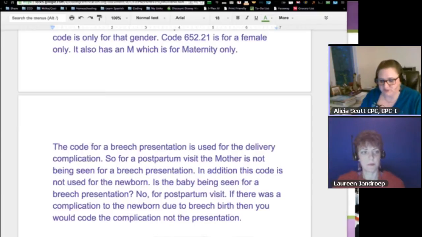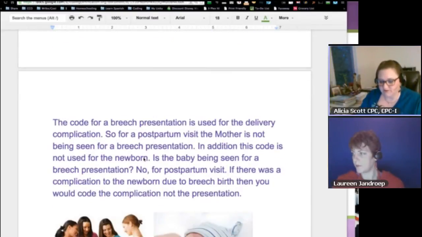The code for breech presentation is used for a delivery complication. So for a postpartum visit, the mother is not being seen for a breech presentation. That's all done. So you have to change your way of thinking. Now if you're seeing the mama or you're seeing the baby for that after visit, it's still two separate charts. So the baby's not being seen for a breech presentation, no, for a postpartum visit.